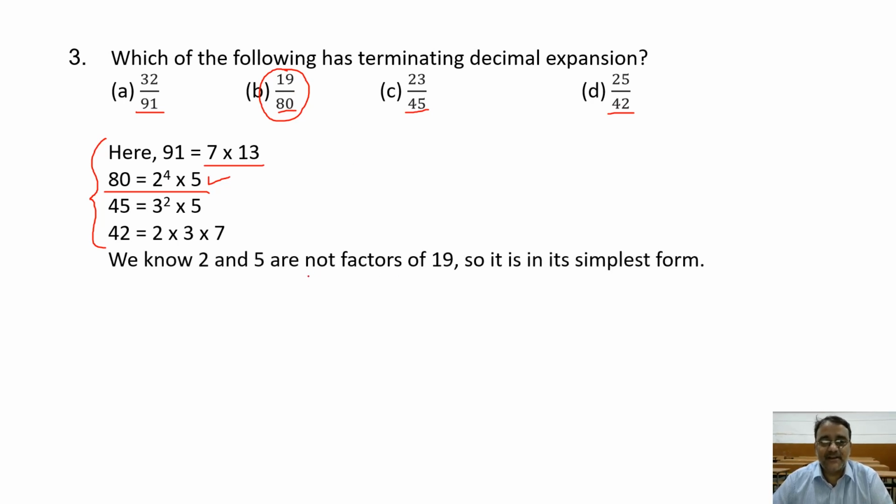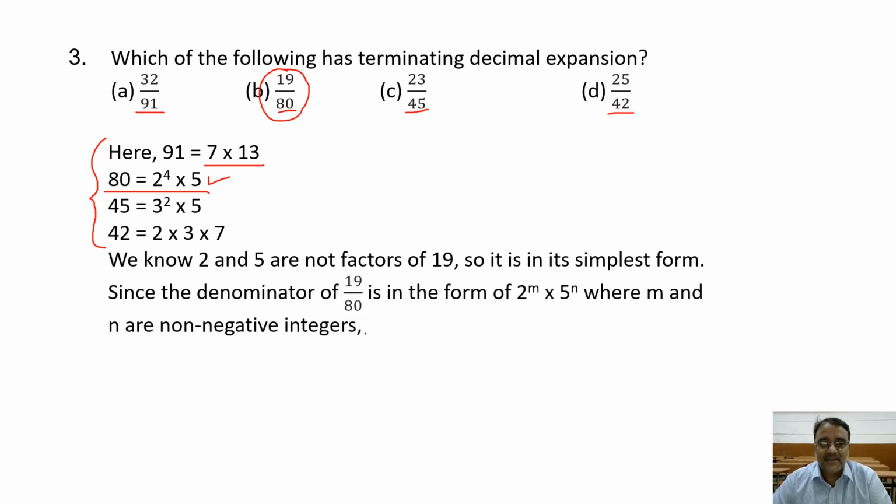So we know that 2 and 5 are not factors of 19. So it is in its simplest form. So since the denominator of 19 by 80 is in the form of 2 to the power m into 5 to the power n, where m and n are non-negative integers, therefore 19 upon 80 is a terminating decimal. So which option is the correct one?